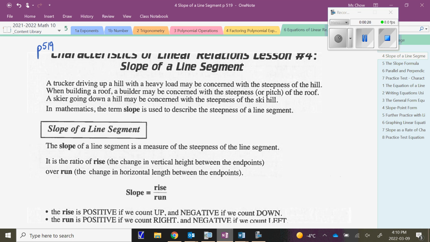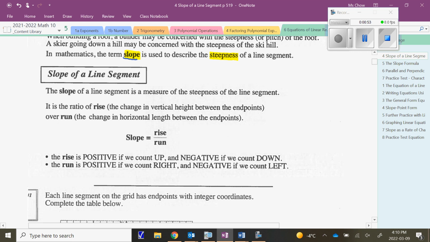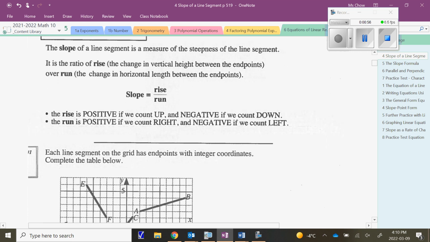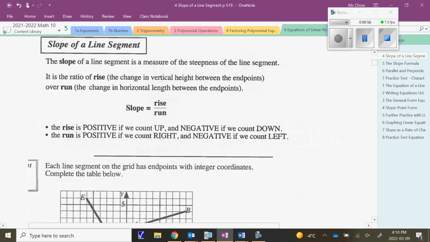A builder for a roof might be concerned with the steepness, otherwise known as the pitch of the roof. A skier going down a hill might also be concerned with how steep the ski hill is. And so the term slope is a mathematical term, and we use that to describe a measure of how steep a line is.